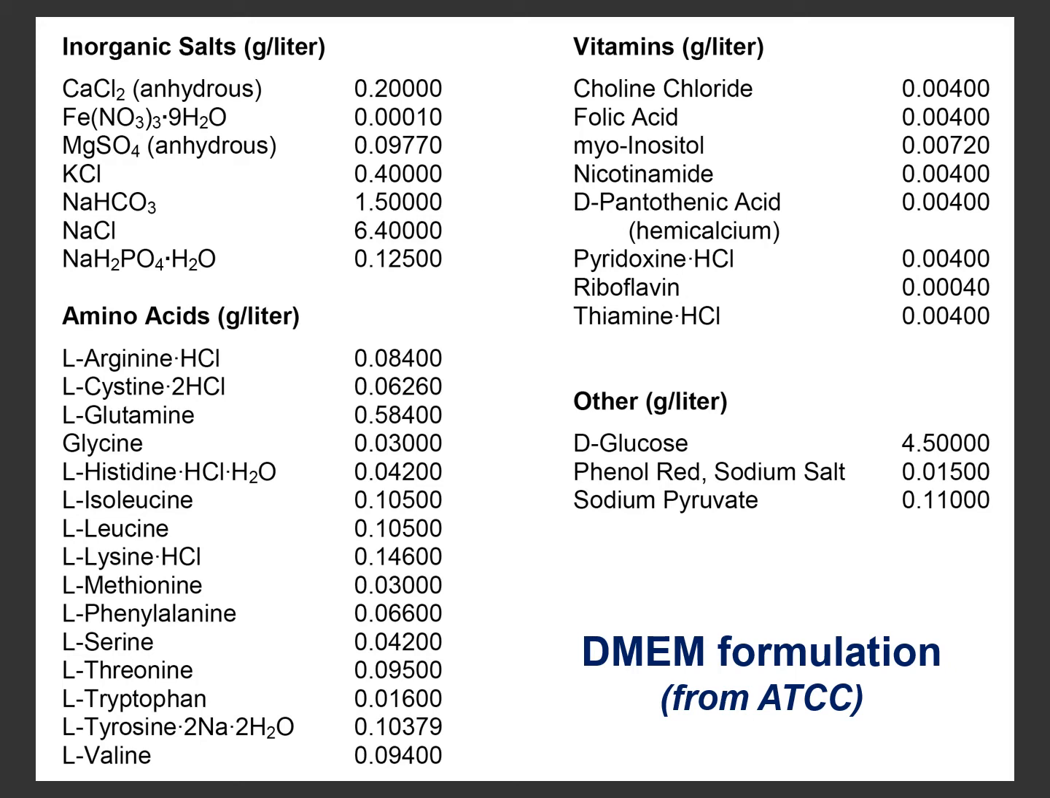In addition to amino acids, there's a variety of vitamins that are provided for the cells that they need. And then finally, you'll notice down on the other side a couple of things. Glucose is basically sugar, an energy source for the cells, and that's why the cells will use the glucose. In addition, there's something called sodium pyruvate, and it is used to help feed the citric acid cycle for basically metabolism in the cells.